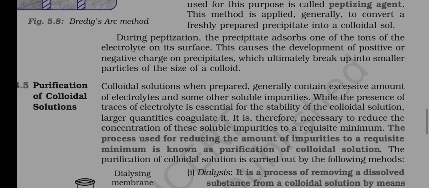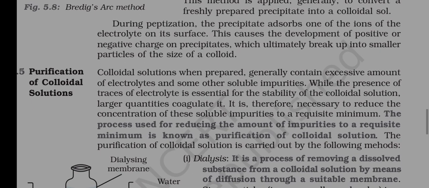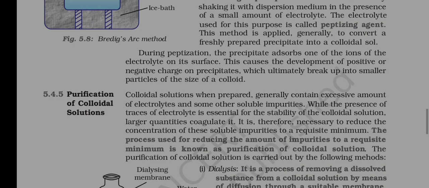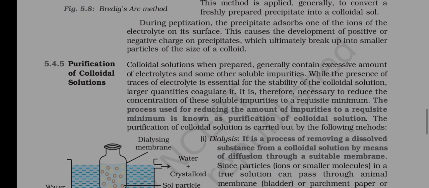Purification of colloidal solutions. Colloidal solutions, when prepared, generally contain excessive amounts of electrolytes and some other soluble impurities. While the presence of traces of electrolyte is essential for the stability of the colloidal solution, larger quantities coagulate it. It is therefore necessary to reduce the concentration of these soluble impurities to a requisite minimum. The process used for reducing the amount of impurities to a requisite minimum is known as purification of colloidal solution. The purification of colloidal solution is carried out by the following methods.